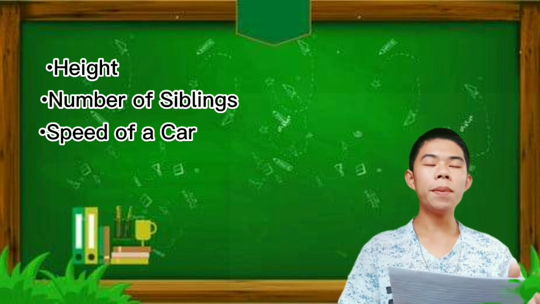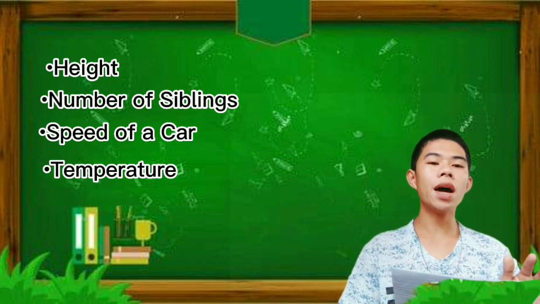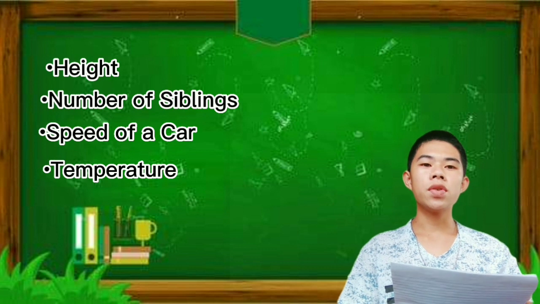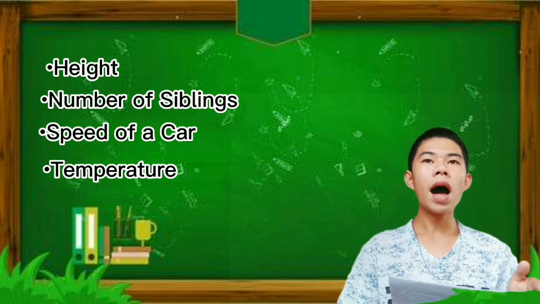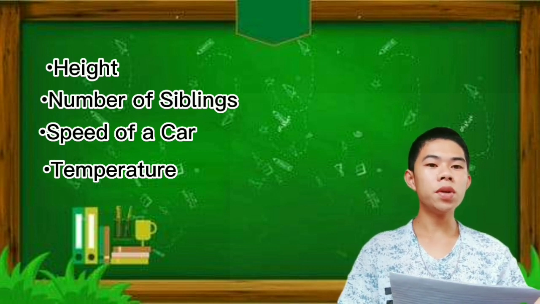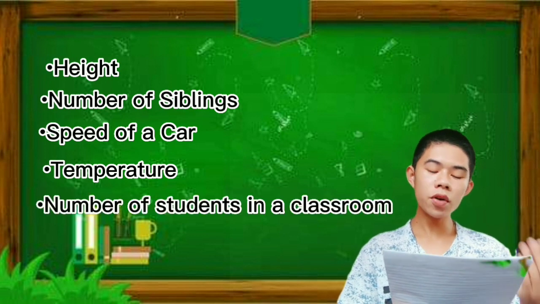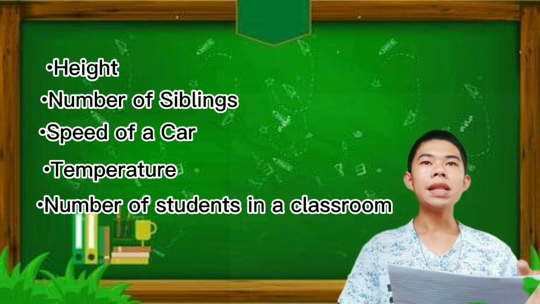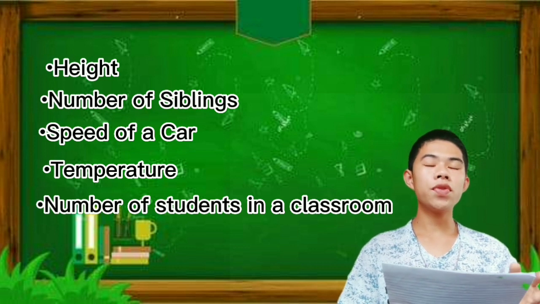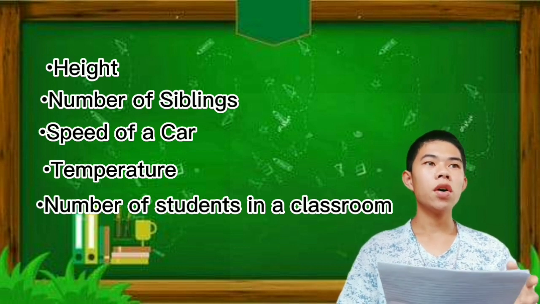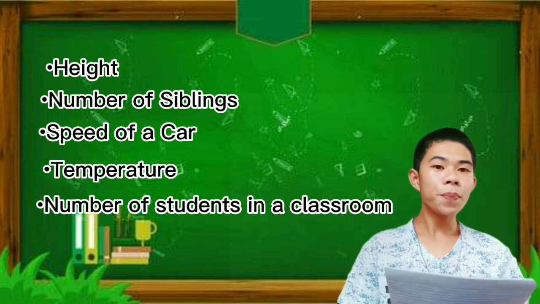And next is temperature. Temperature can be in Fahrenheit or Celsius. To determine what the temperature will be, we will use a number. The next is the number of students in a classroom. Typically, the average number of students in a classroom is 40 or 45 students.